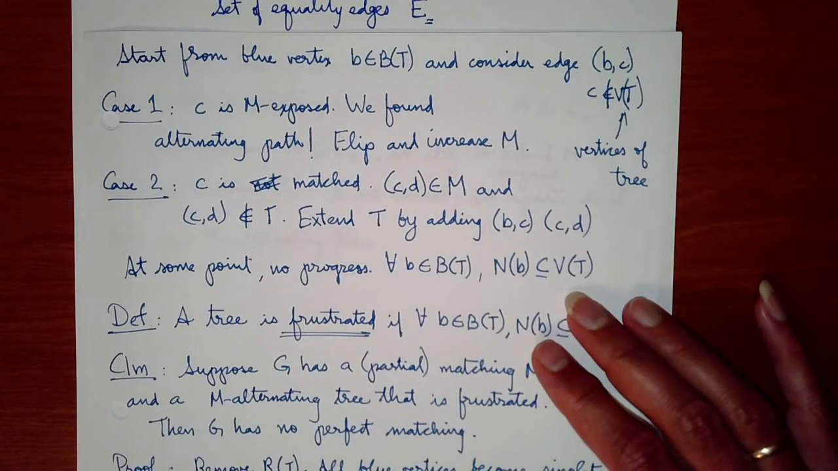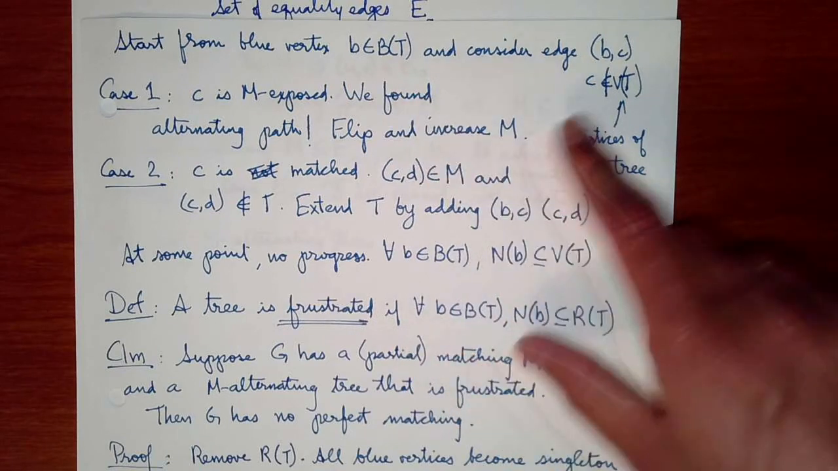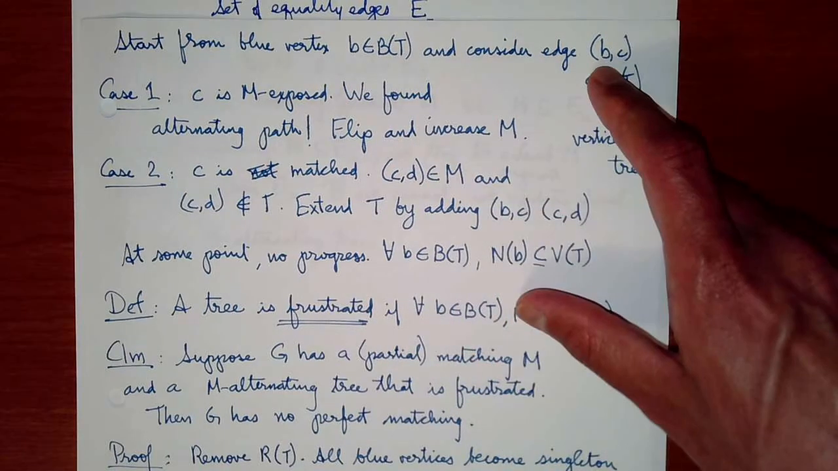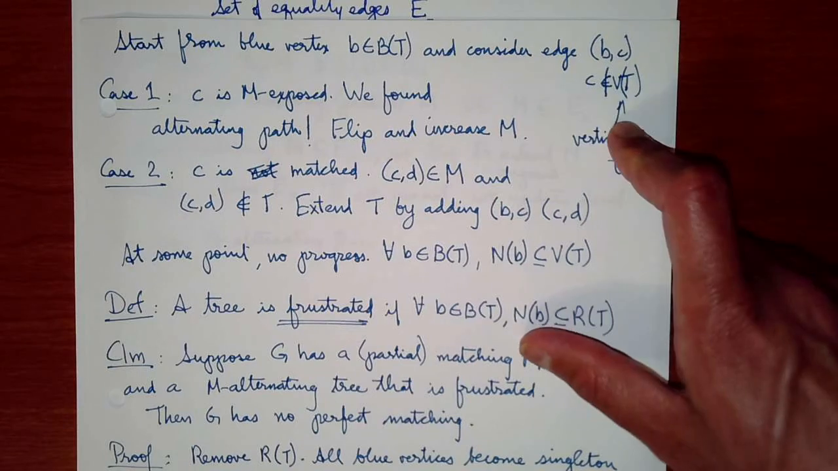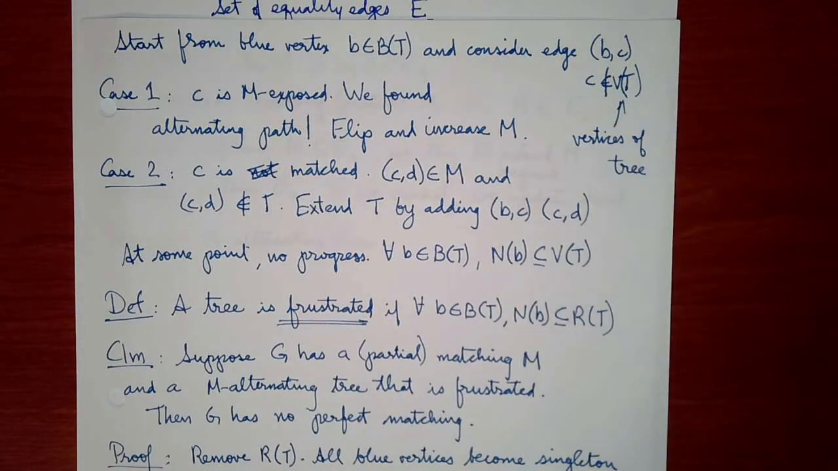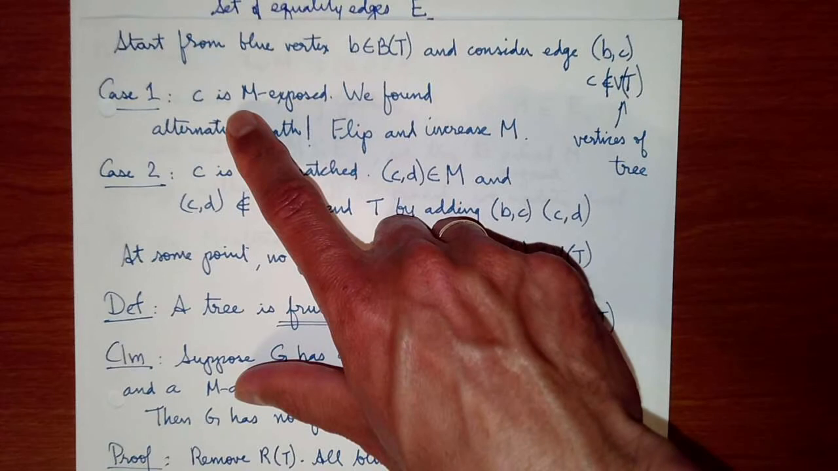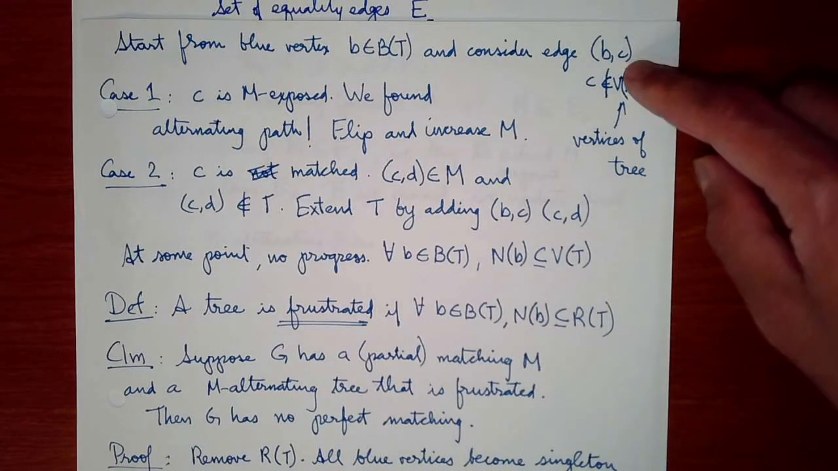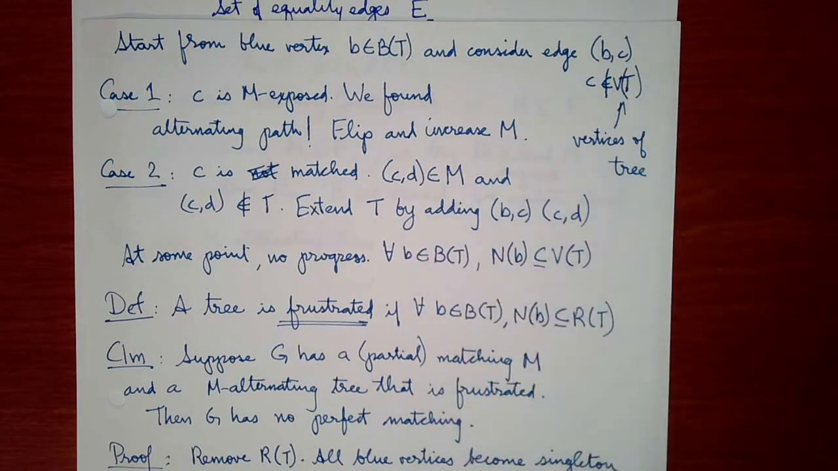Now remember that the way alternating trees worked was that you start from a blue vertex and you consider some edge B, C where C is not in the tree. This is how you extend the tree. If C is M-exposed, then you find an alternating path. Otherwise, C is matched, and then you can extend the tree. Now someone tell me, what is the problem with just running this algorithm in this setting? What do I need to ensure when I run this procedure?